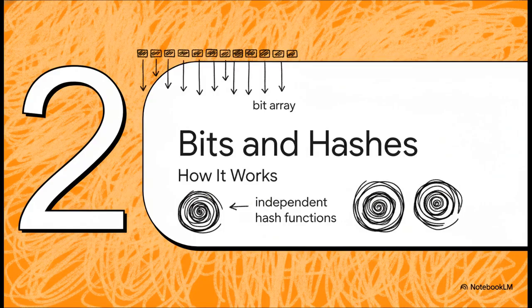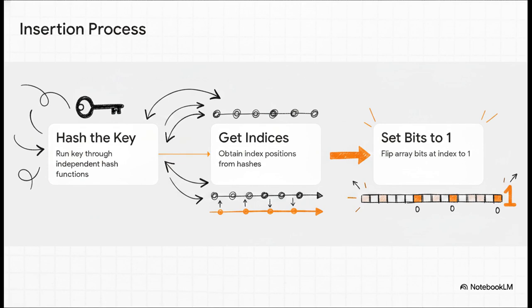Section 2, how it works: bits and hashes. Now, the core mechanics here are beautifully simple. A Bloom filter really only uses two things: a bit array that starts off completely zeroed out and a few independent hash functions. When we want to insert an element, let's say the string user123, we run it through all those hash functions to get a bunch of index positions. Then we just flip those specific bits in our array to a 1.